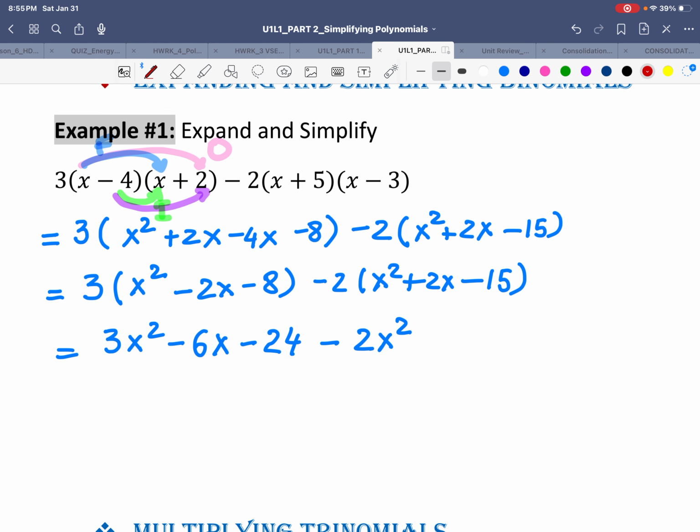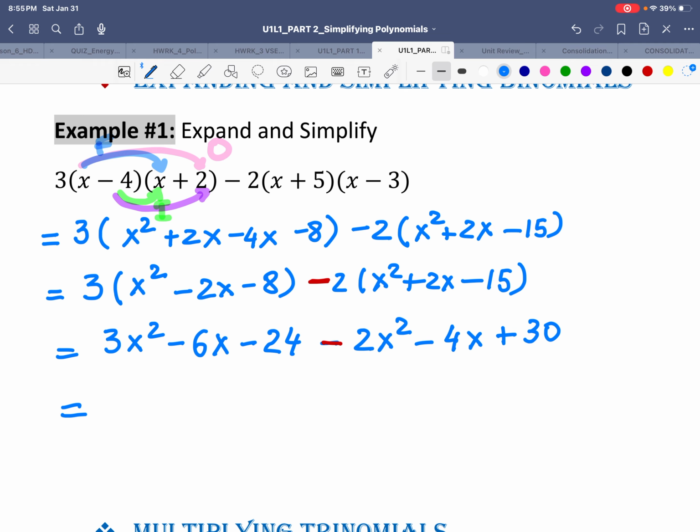Now, watch out, when we have a negative, the signs will change. So, minus 4x, and then negatives will make a positive. So, negative 2 times negative 15 is positive 30.